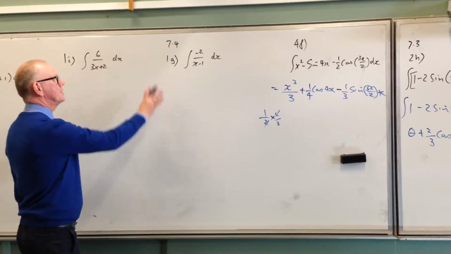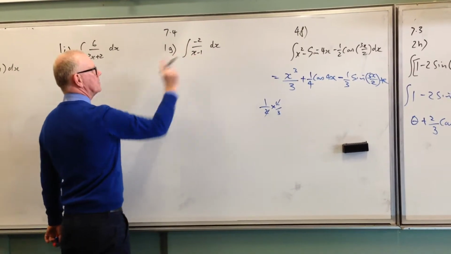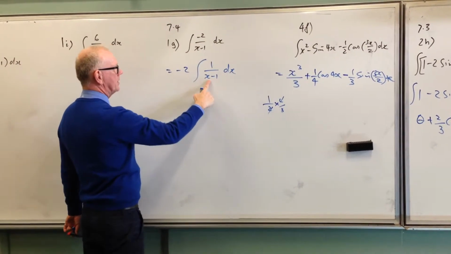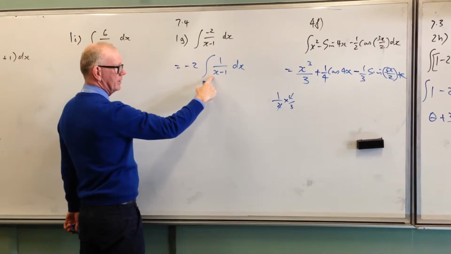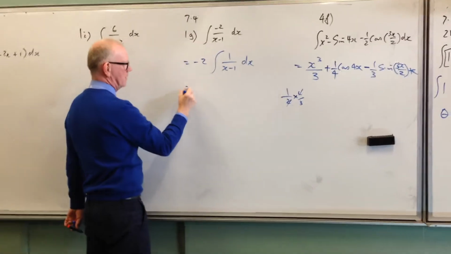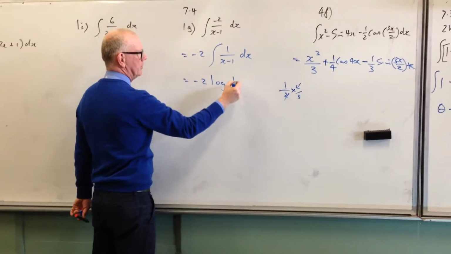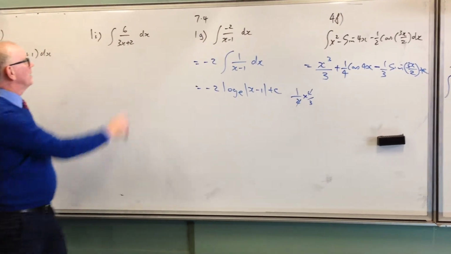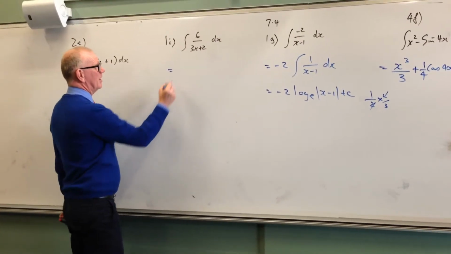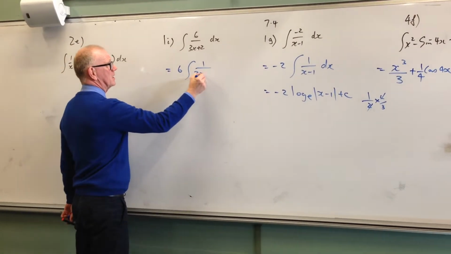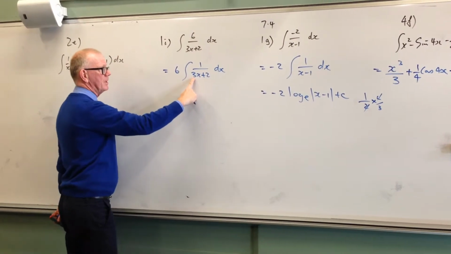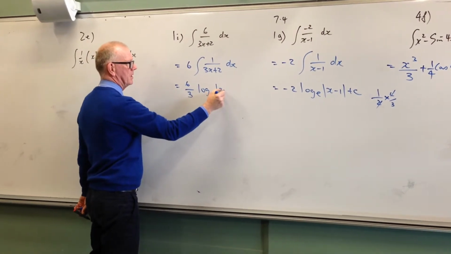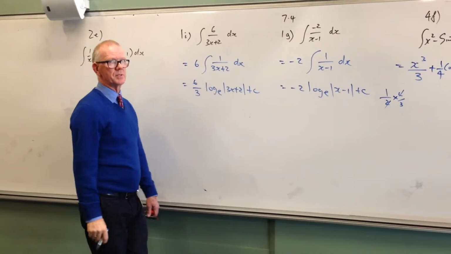In 7.4, it's the integral of 1 divided by x minus 1. I might put the negative 2 at the front. Now it's in the form where the value of a is 1, I've got a 1 there, so it equals negative 2 log base e of the modulus of x minus 1 plus a constant c. Another example out of 7.4, 1i, I can put the 6 out the front, 1 over 3x plus 2 dx. I have a 3 there, so I need 6 divided by 3 log base e of the modulus of 3x plus 2 plus some constant c.